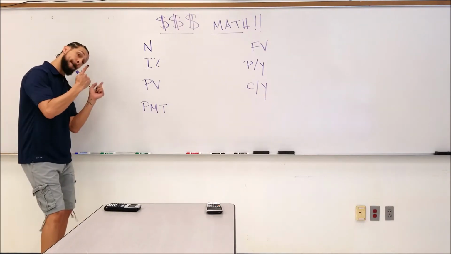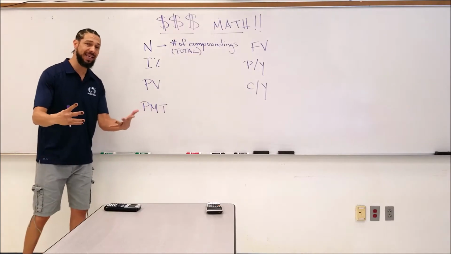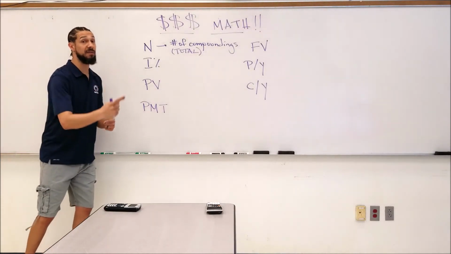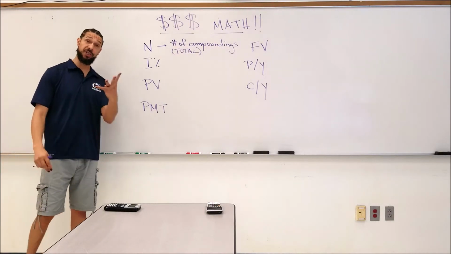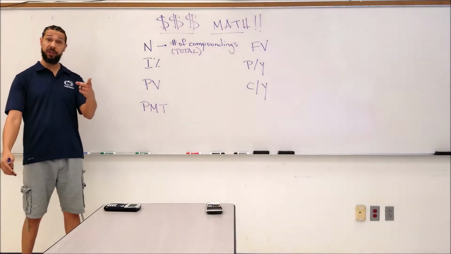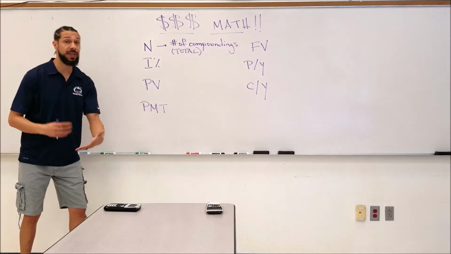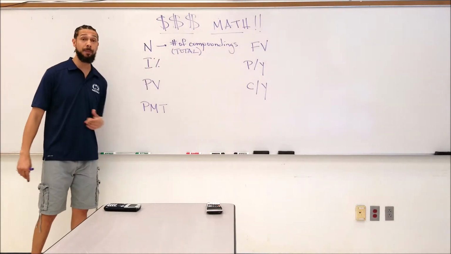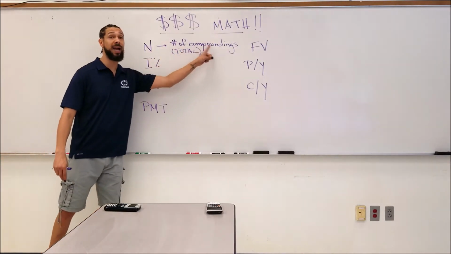N. N is the number of compoundings. Compoundings meaning how many times the amount of money is going to change. So if something is compounded quarterly, that's 4 times a year. If something is compounded monthly, that's 12 times a year. Now, depending on how many years, that will determine how many compoundings. But N is not the number of years. N is the number of compoundings.